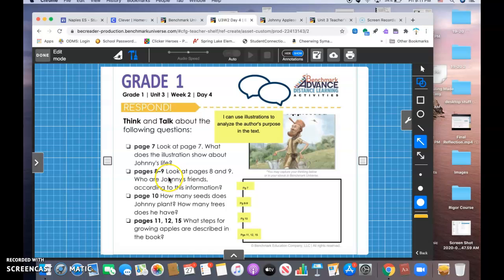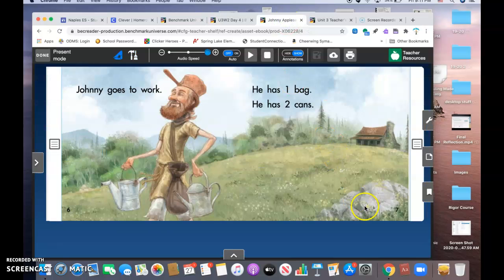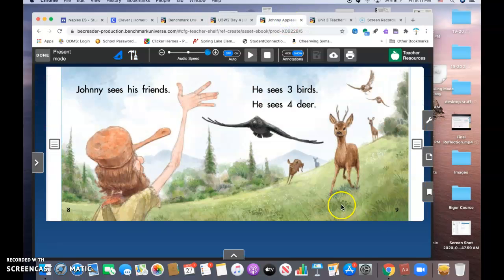For the next question, we're going to look at pages 8 and 9. Who are Johnny's friends, according to this information? Here we go, turning the page, 8 and 9. Looking at the text, and specifically at the pictures. Take a look at the pictures. Who are Johnny's friends?